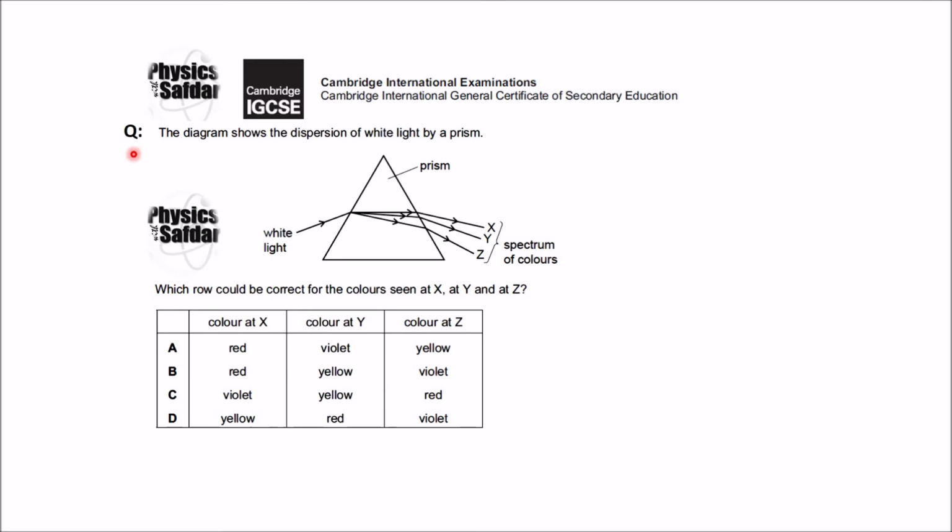Now you are watching the IGCSE Physics Past Paper Solution series. In this series we solve questions from paper 2, 4 and 6. Now we are going to solve questions on the topic dispersion of light from paper 2. So let's start the solutions.